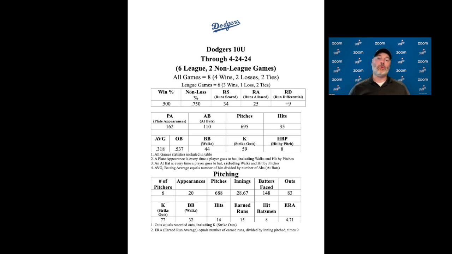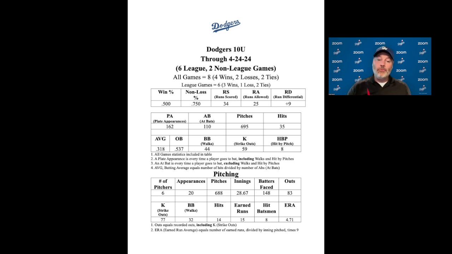So, over our first 8 games, all competition games, we have 4 wins, 2 losses, and 2 ties. That means our winning percentage over all competition games is .500, because we've won 4 out of 8 games. Now, within our league games, we have 3 wins, 1 loss, and 2 ties. So that's really, really good as well. That win percentage was also .500.